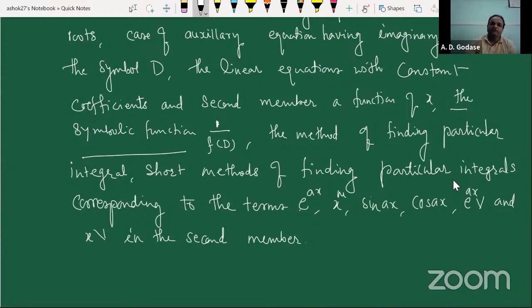The method of finding particular integral, short methods of finding particular integrals corresponding to the terms e raised to x, x raised to m, sin x, cos x, e raised to x into V, and last x into V in the second member. So this is chapter number 3, and this chapter 3 contains more than 40% syllabus of this course. So this is the main chapter of this course.